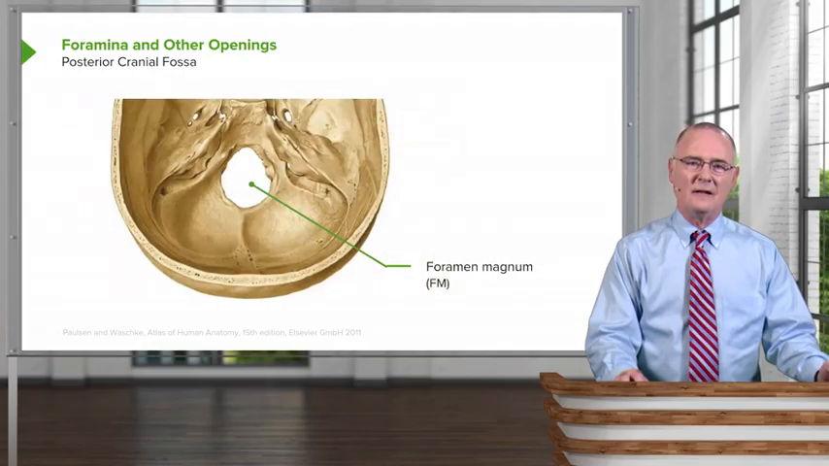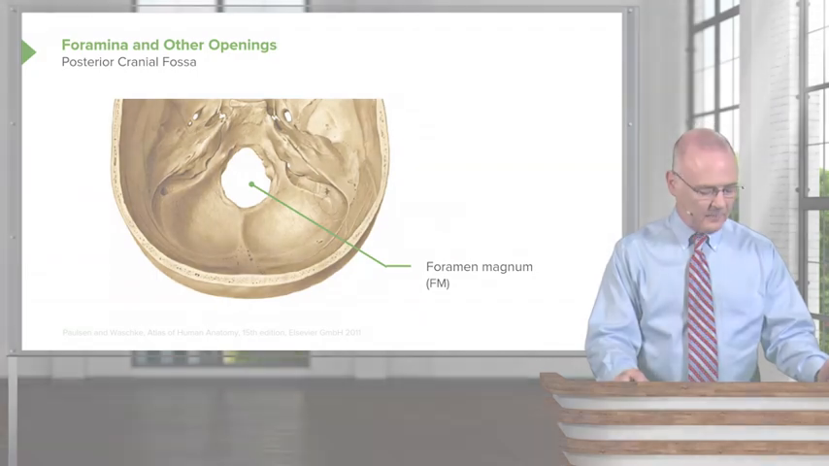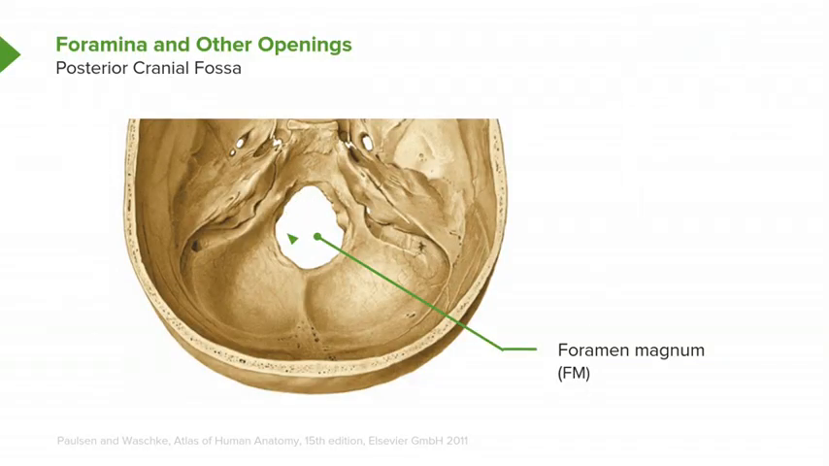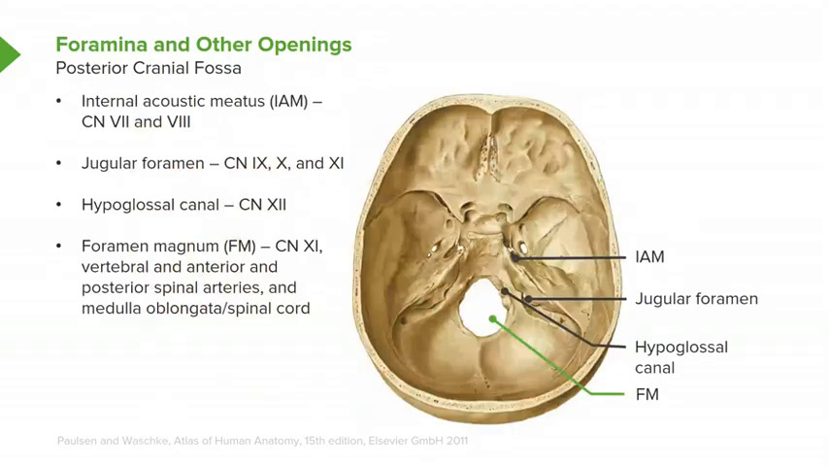Lastly, we have a very large opening in the base of the posterior cranial fossa. This is your foramen magnum, right in through here. It's going to transmit cranial nerve number 11, which is your accessory nerve. It also transmits the vertebral and the anterior and posterior spinal arteries. And at the level of the foramen magnum, this is going to be the transition point between the medulla oblongata, the most distal part of the brainstem, and the beginning of the spinal cord.